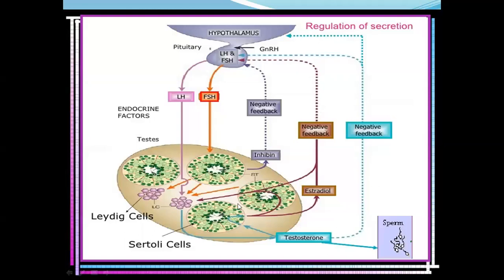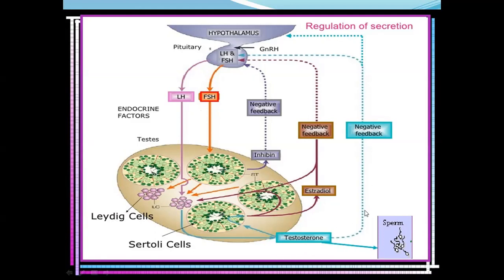Now finally, about the regulation of testosterone secretion, we see that the Leydig cells secrete testosterone under the influence of LH from the anterior pituitary. So the hypothalamus secretes gonadotrophin-releasing hormone, under the influence of which LH and FSH are secreted. This LH helps in the maturation of Leydig cells for the secretion of testosterone, whereas FSH keeps the health of Sertoli cells, which secrete the aromatase enzyme for the conversion to estradiol, and also inhibin.